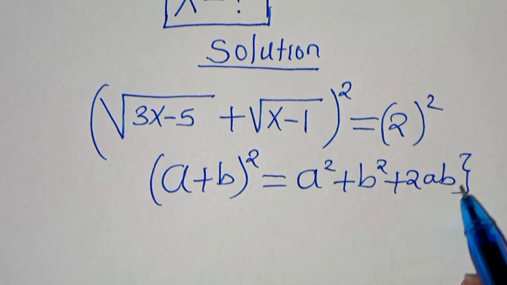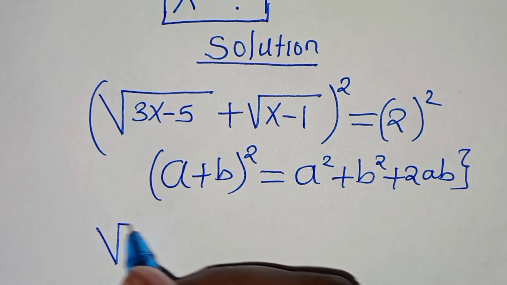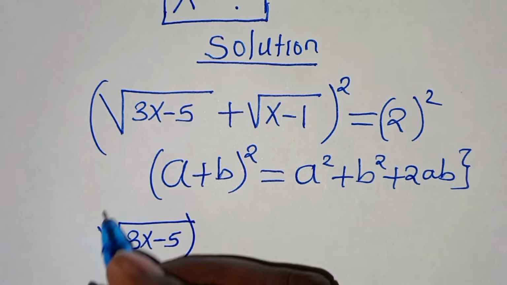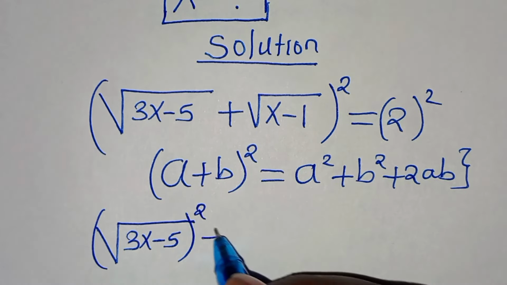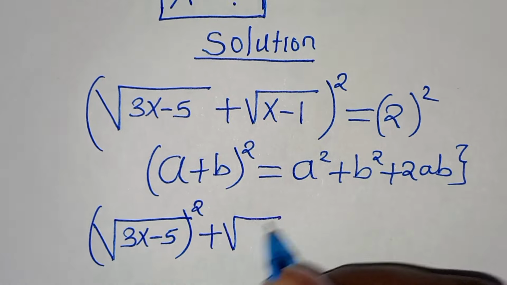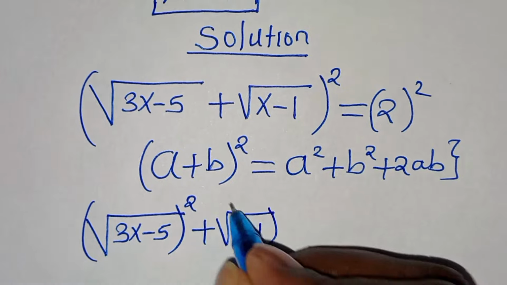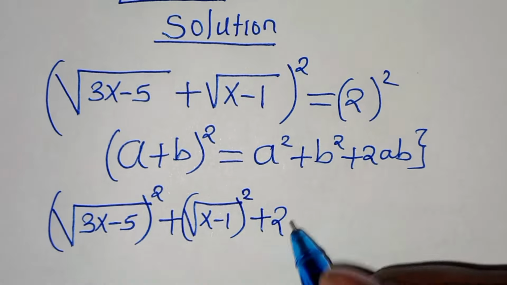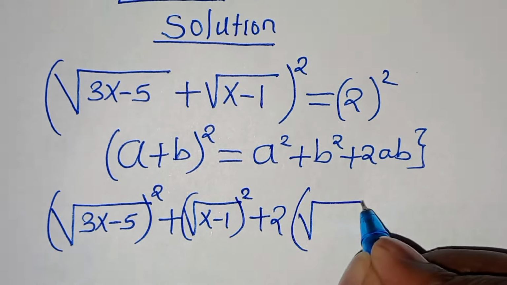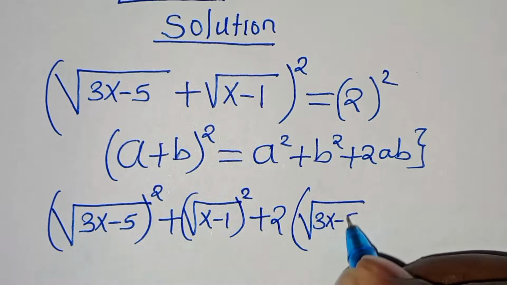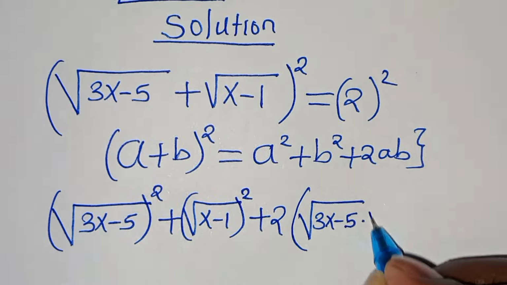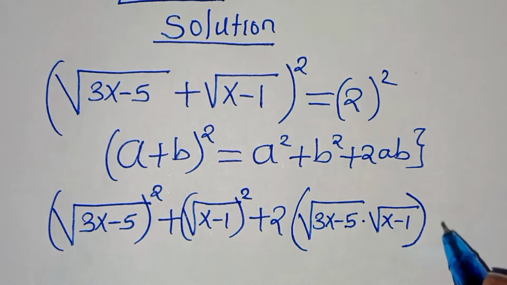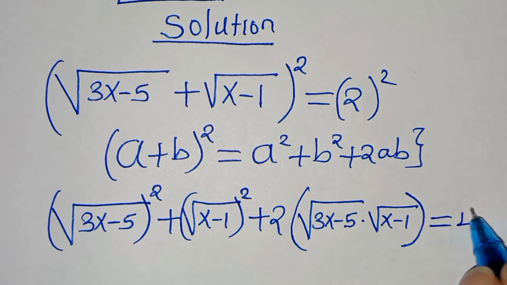Applying this algebraic identity, we have the square root of 3x minus 5 raised to the power of 2, plus the square root of x minus 1 raised to the power of 2, plus 2 multiplied by, in parentheses, the square root of 3x minus 5 times the square root of x minus 1. This is equal to 2 squared, which is 4.